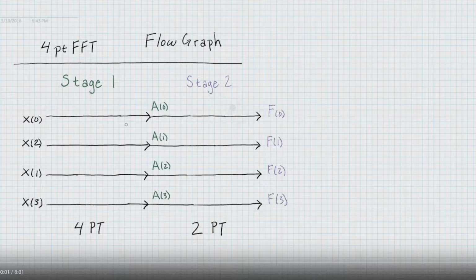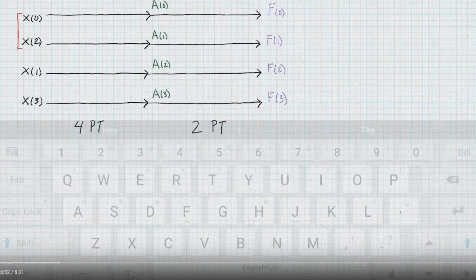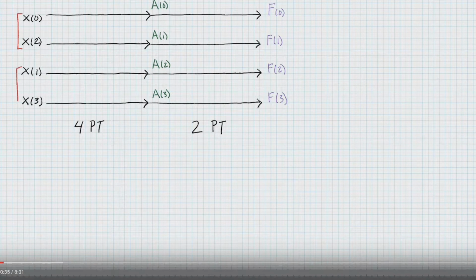Today we should be covering how we draw a 4-point flow graph of an FFT. So we'll start off by breaking down our 4-point flow graph into two stages. Our first stage is going to be composed of two 2-point FFTs, and the second stage will be one 4-point. I'll go back through at a later time and fix that.